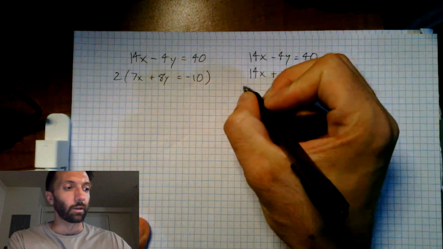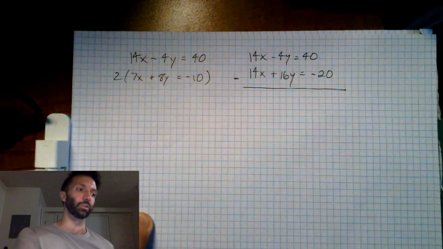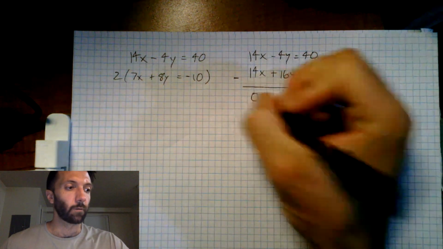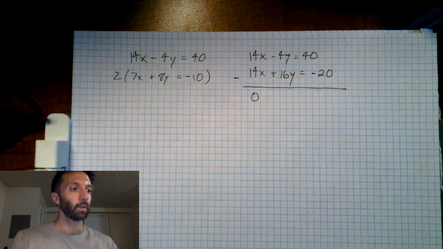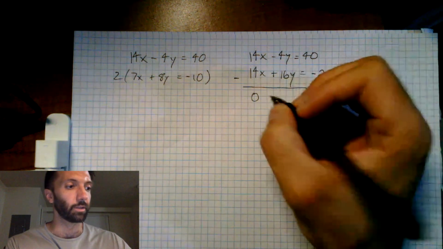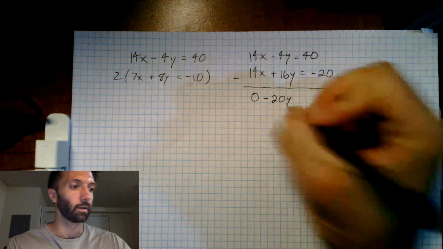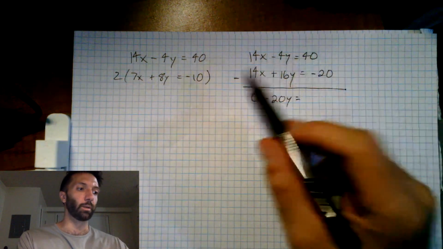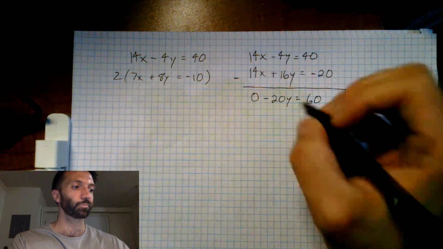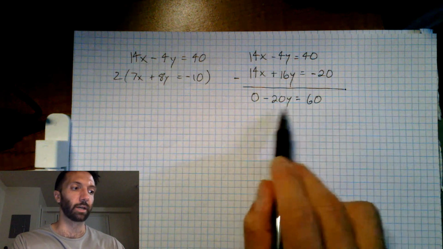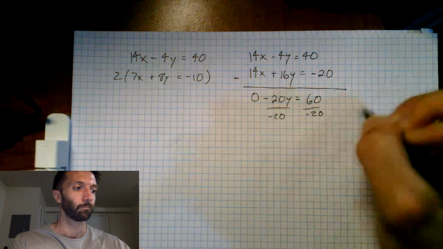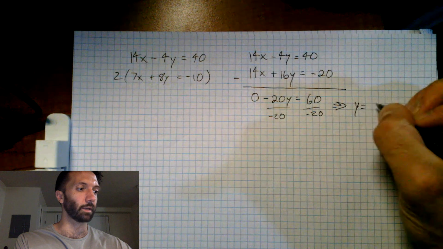So now I can go ahead and subtract these equations to get my x's to eliminate. So 14x minus 14x is 0. That was by design. And then negative 4y minus positive 16y is going to be negative 20y. And then 40 minus negative 20 is the same thing as saying 40 plus 20, that's going to be 60. And so now we can divide both sides by negative 20, and we see that y is going to equal negative 3.